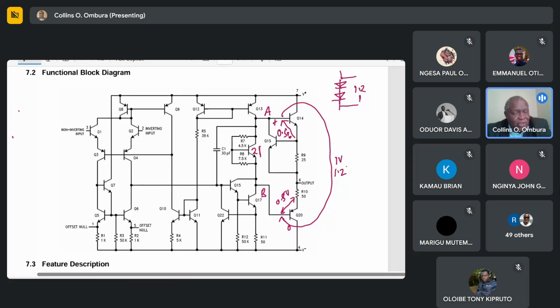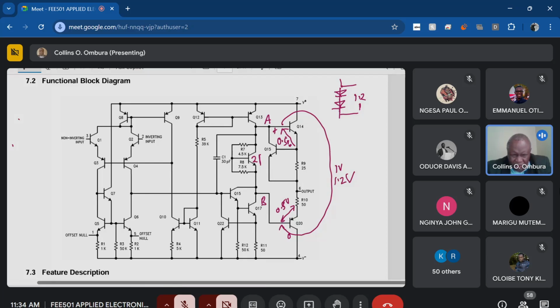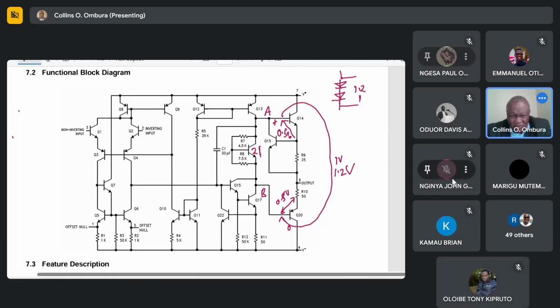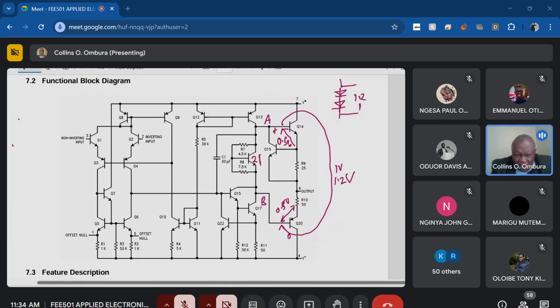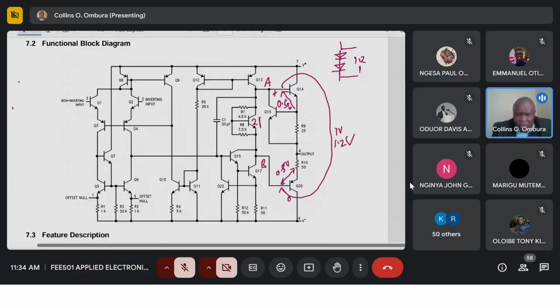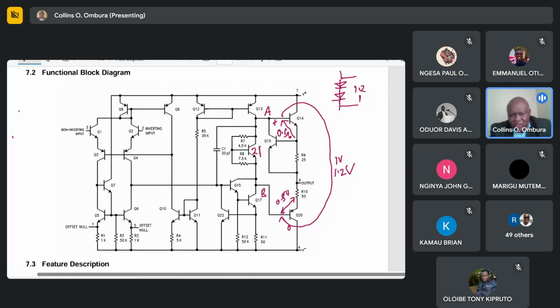So this output stage is what you did in third year, but there's some extra things they put over there for protection. But we're just considering the biasing at present. Okay, so to bias Q14 and Q20, which is our output stage, which is in class B, to eliminate crossover distortion, you need at least 1.2 volts. And that 1.2 volts is provided by Q21. And this network formed by Q21, R7, and R8 is called the VBE multiplier. It multiplies the VBE of Q21. Now let's see how it functions.